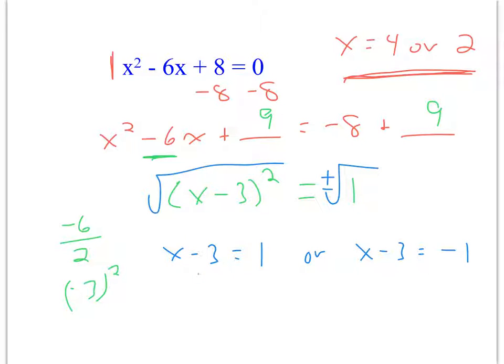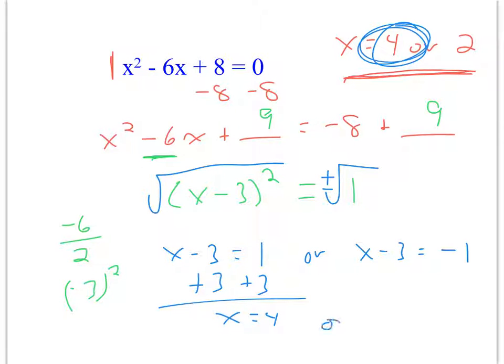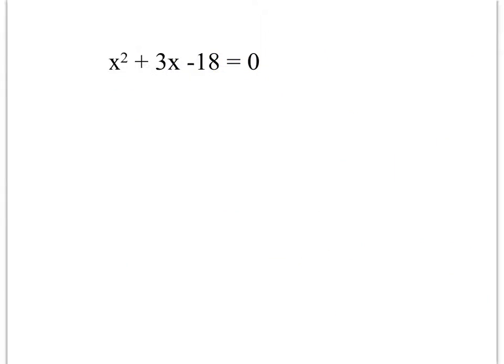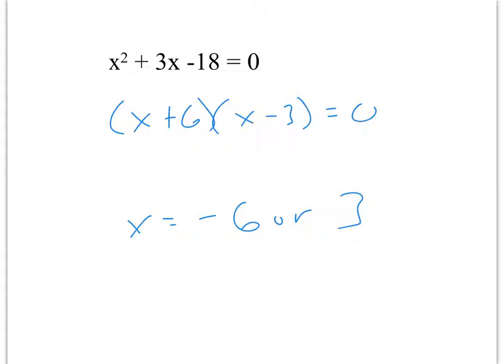I'm going to add 3 to both sides. I get x equals 4. Hey, that's what we had up here. Or add 3 to both sides, x equals 2. That's what we had up here. Yep, you guys try ahead. Go ahead and factor that one. Okay, you should have gotten x equals negative 6 or x equals 3.